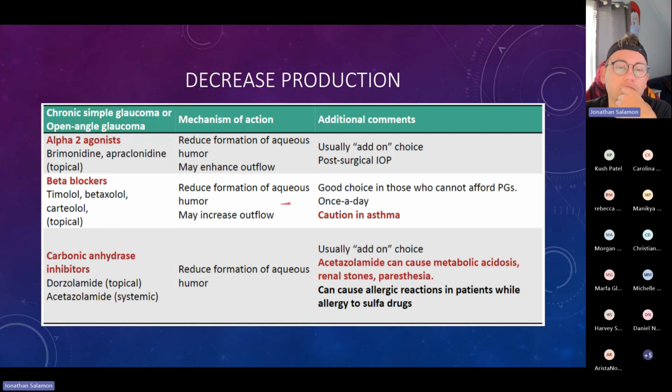And then beta blockers, of course, watch for asthma. Acetazolamide causes metabolic acidosis and renal stones. So we don't give carbonic anhydrase inhibitors usually, and if we do, you give them topically.